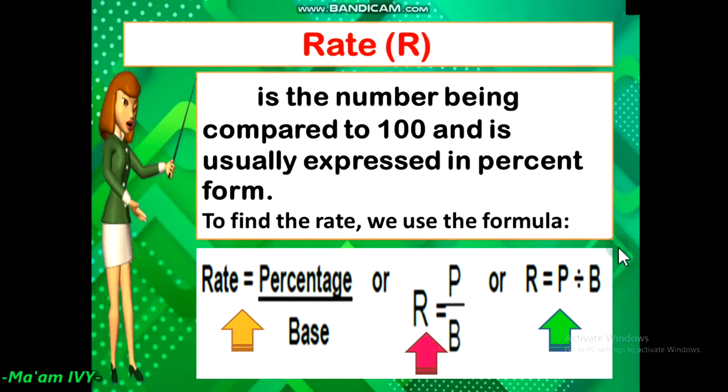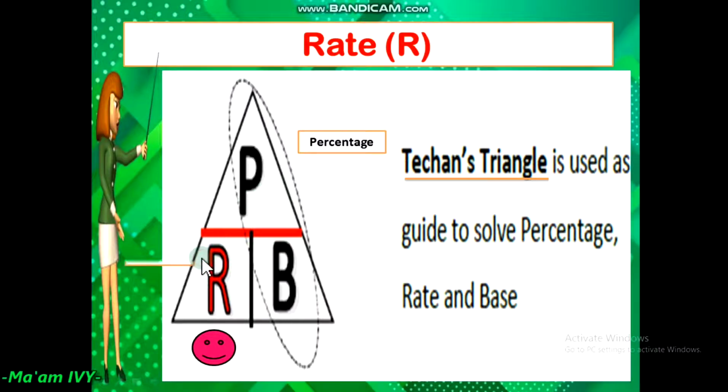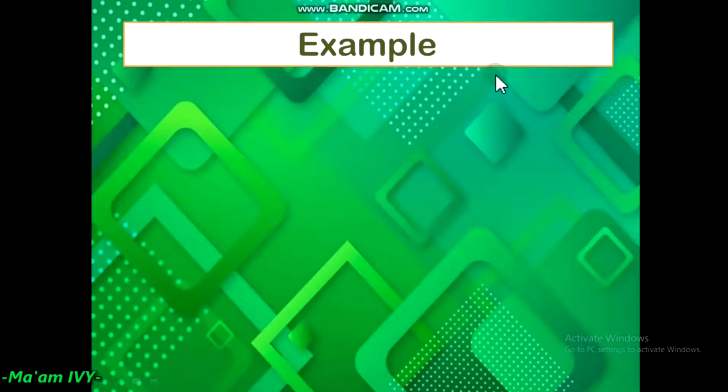Okay, so let's proceed. We have here the Tecans triangle. As you can see in the Tecans triangle, we have the percentage, the rate, and the base. If the rate is missing, we are going to divide percentage by base. Let us proceed to our example.